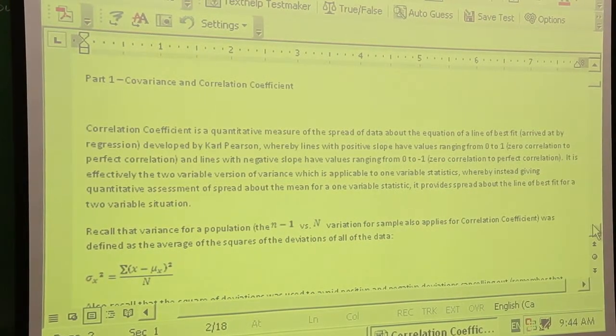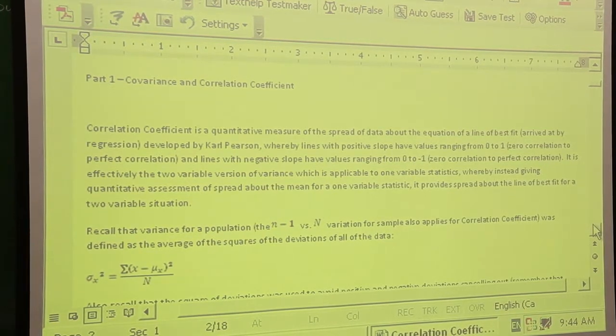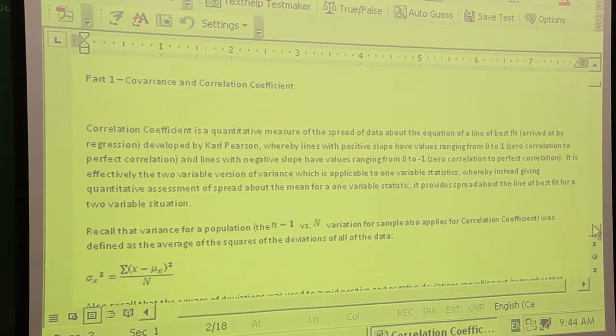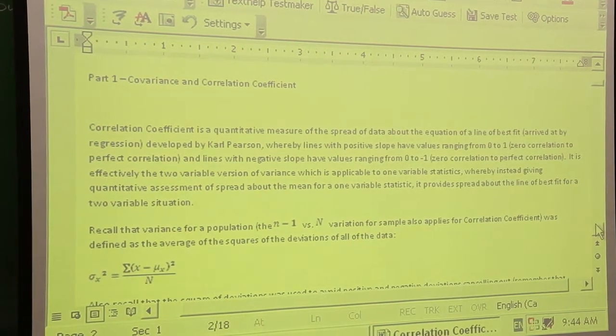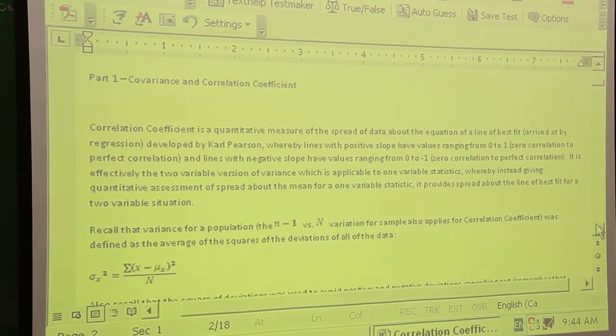Now we're going to look at two variable statistics, dependent and independent variables. Perhaps you want to measure the height of a tree as a function of a particular nutrient that you give it on a daily basis, or rather as a function of the amount of a nutrient that you give it.